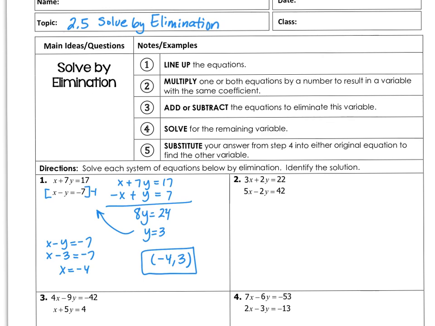Okay, so number 2, notice how the y's already have the same number, and the signs are already opposite. So I actually could just add these two equations together. So this gives me 8x equal to 64. So if I divide by 8, I get x is 8.